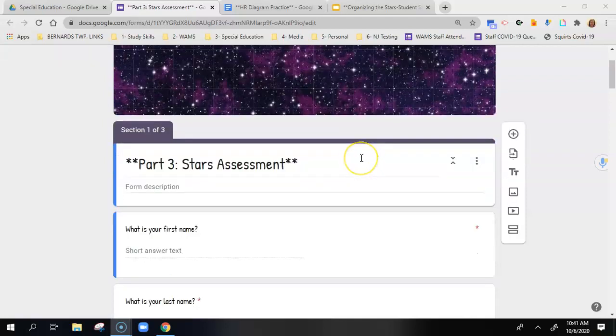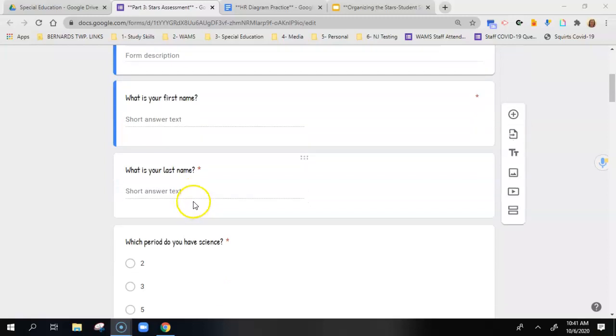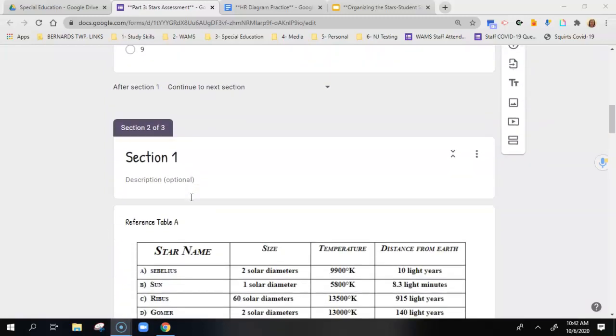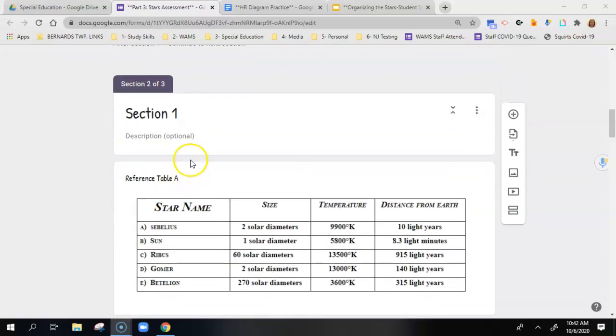This is part 3 of your STARS assessment Google form questions and answers being read aloud. So enter your first name, your last name, what period you have Earth Science. Section 2, or Section 1.